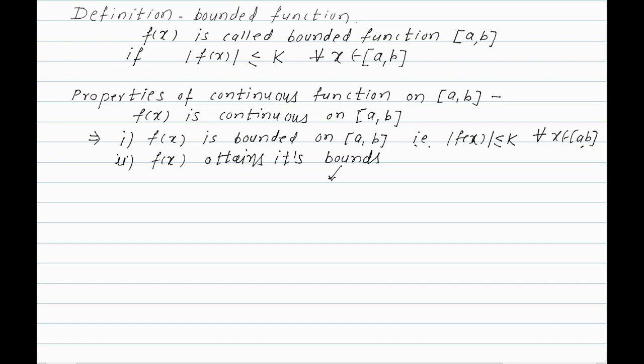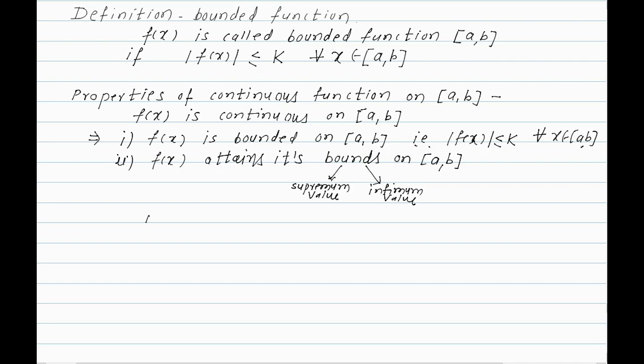That is, supremum value of f of x and infimum value of f of x. Largest value of f of x and smallest value of f of x. So if function is continuous on closed interval a b, then that function attains its bound on that interval a comma b.